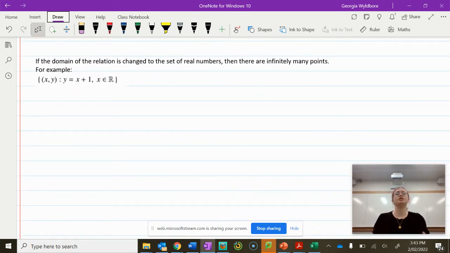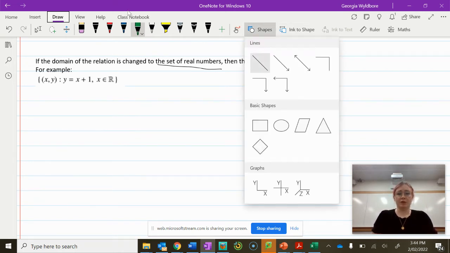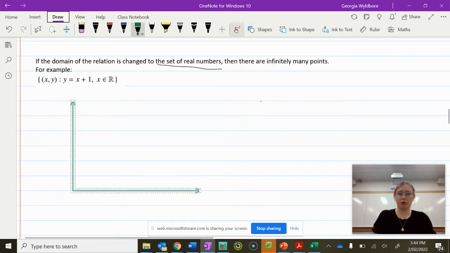If we change the domain of that relation, so if we change the set of x values to the entire set of real numbers, then there's an infinite number of points because they can take on any value that is a real number. So it doesn't just have to be 1, 2, 3. We've got 1.5, 1.4, 1.00379, right?